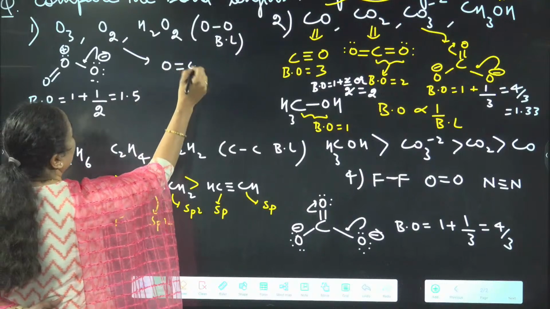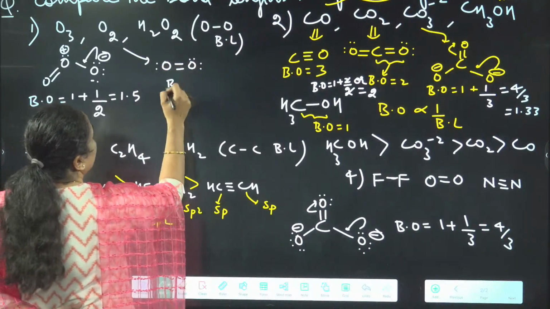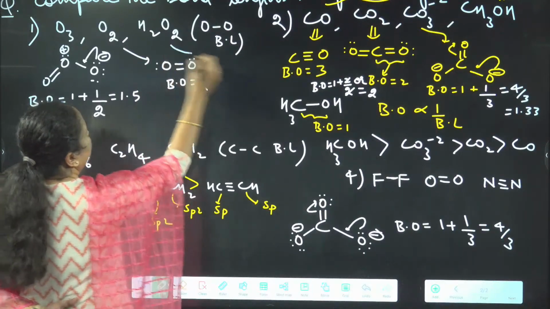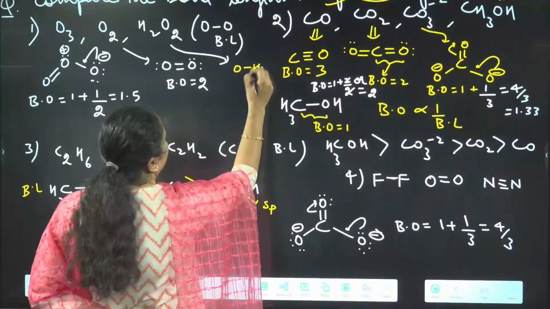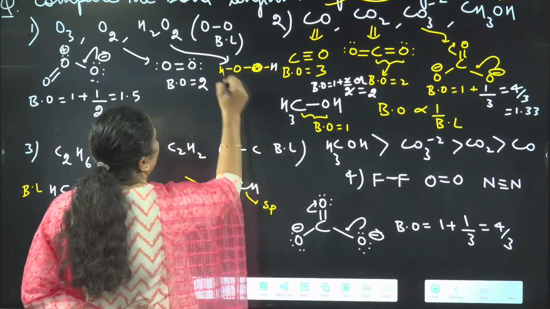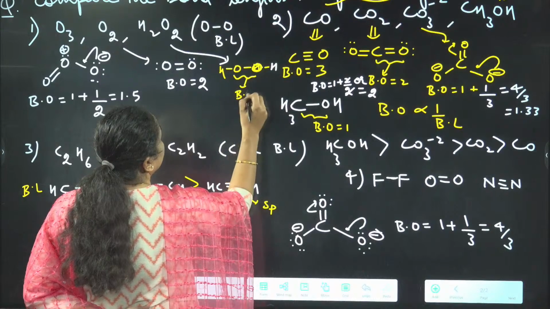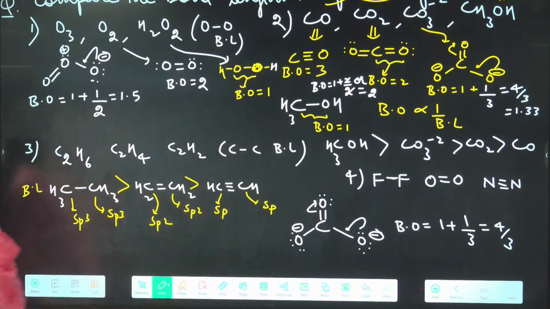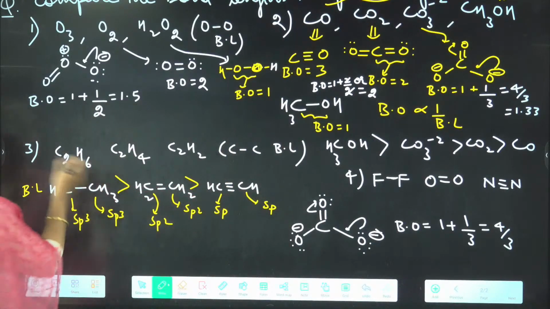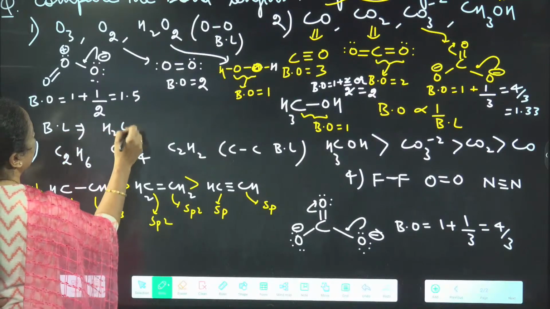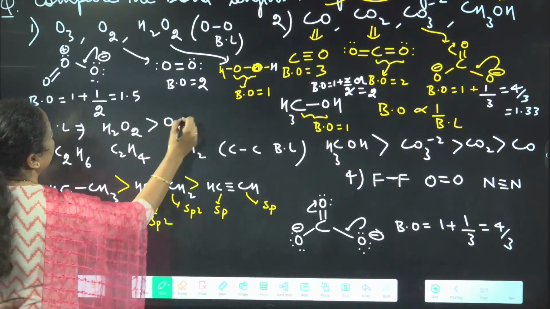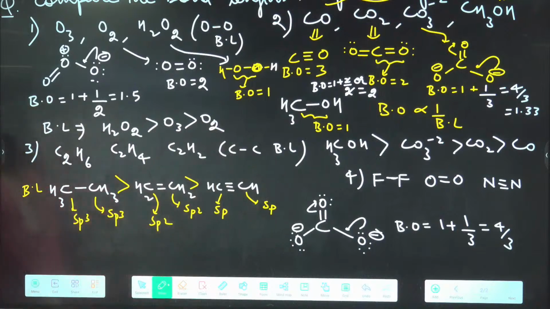In case of O2, do you draw the structure? So what is the bond order? 2. In case of H2O2, do we draw the structure like this? O-O, H-H. So what is the oxygen-oxygen bond order? That is 1, right? So bond order is inversely proportional to bond length. So what about bond length now? It should be like H2O2. After that, it is O3, and then it should be O2.